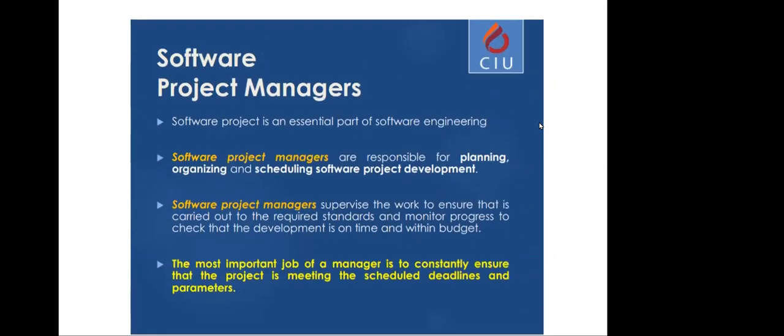So, to summarize, software project managers are responsible for planning, organizing, and scheduling software project development. They supervise the work to ensure that it's carried out to the required standards and make sure that the progress is monitored. The most important job of a manager is to constantly ensure that the project is meeting the scheduled deadlines and parameters.